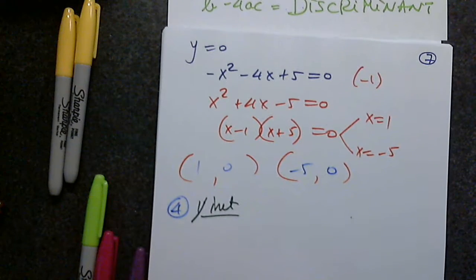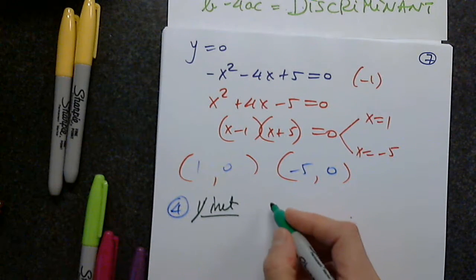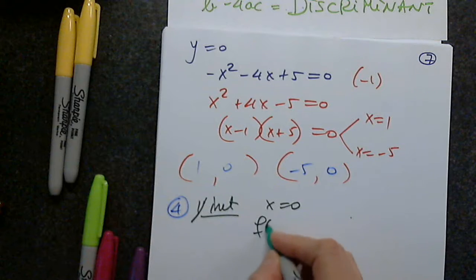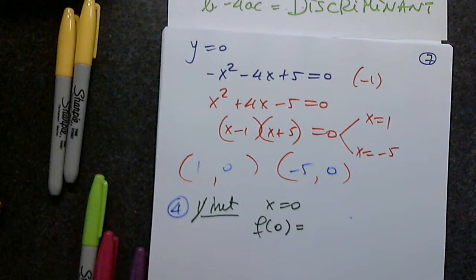How do I determine the y-intercept? And there is no if it exists. It will always exist. How do I determine the y-intercept for any function? Very good. So I have to find f of 0. So how much is f of 0?